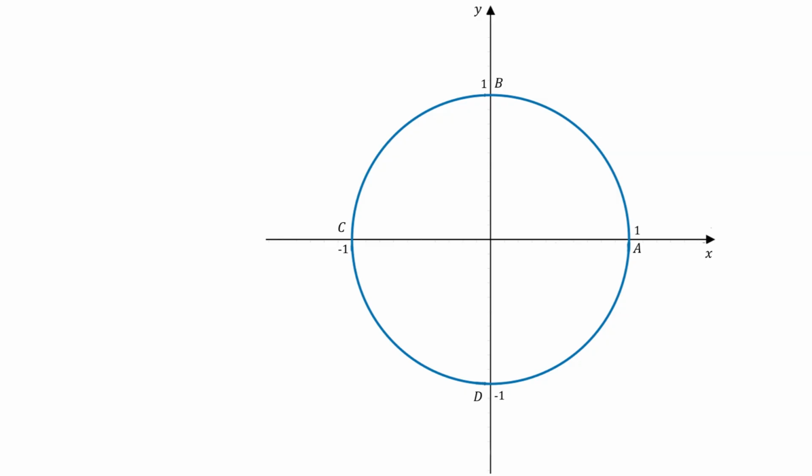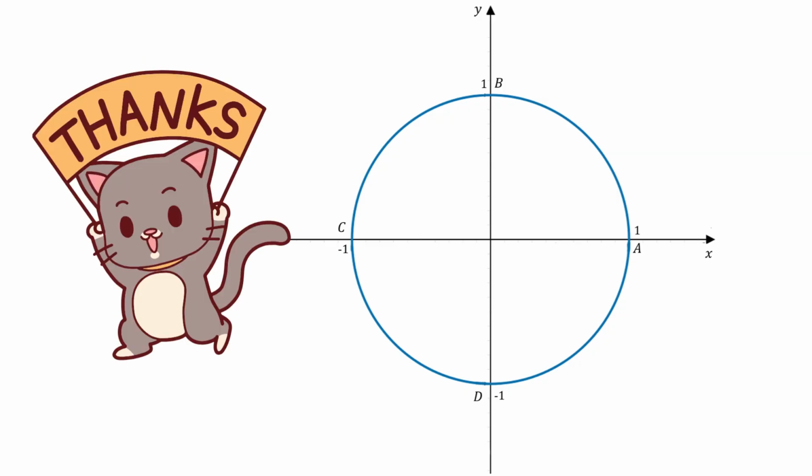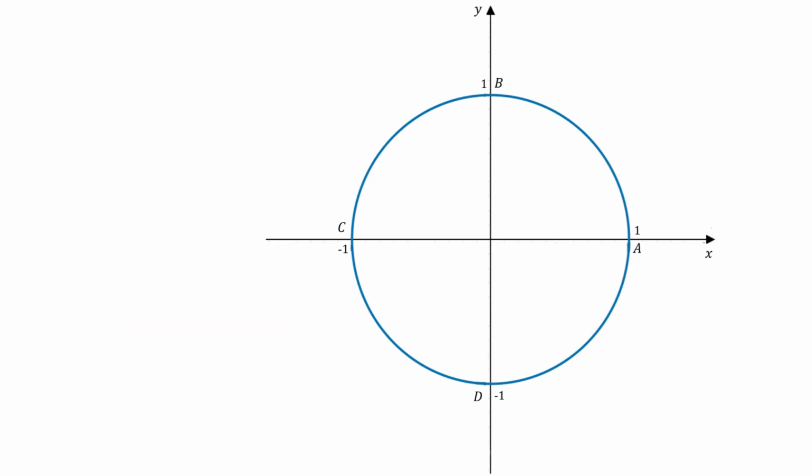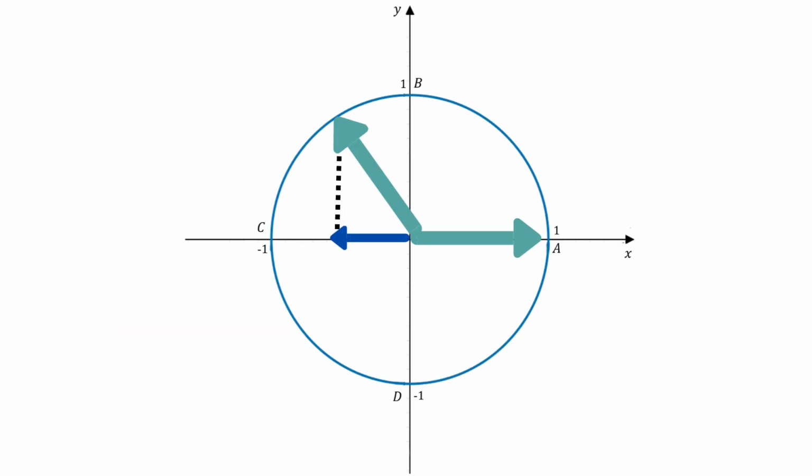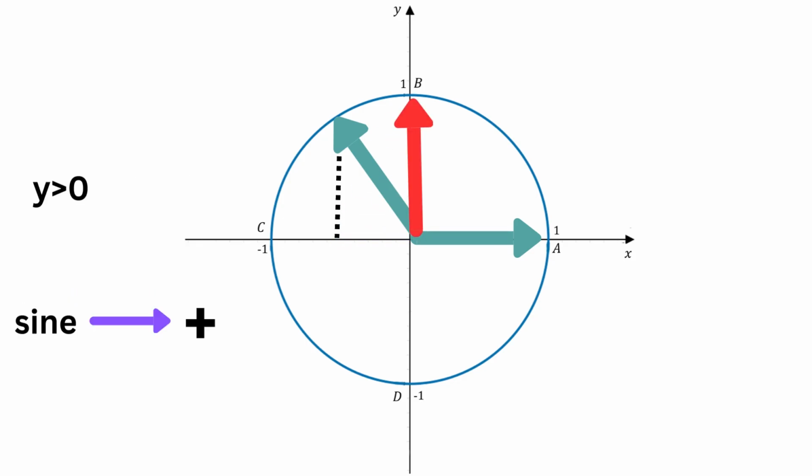So, what happens if the angle exceeds 90 degrees? No need to be afraid. Thanks to the unit circle, we can easily find the values of wide angles. In the second quadrant, since x values drop into the negative, cosine is negative. Since y values are still above the axis, sine is positive.